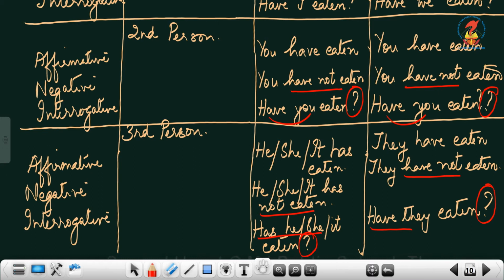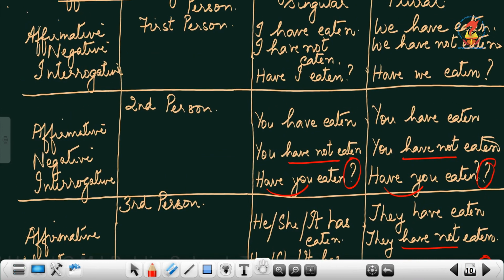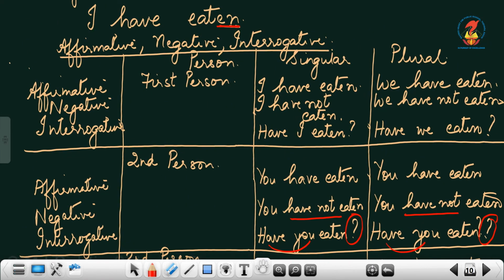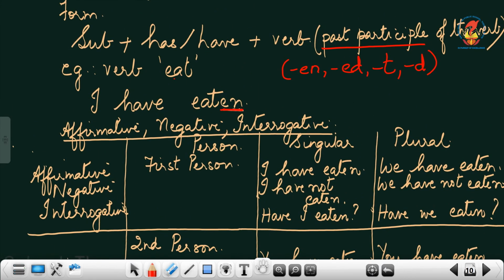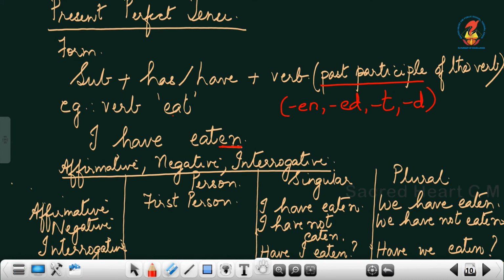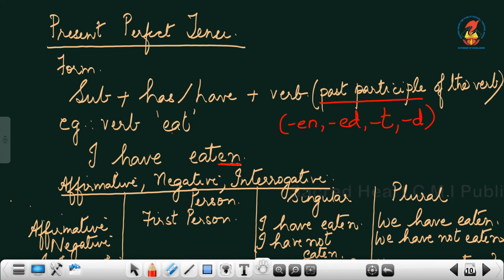Okay, children, I hope with this table you have understood how to express it in the affirmative, negative and interrogative. It is subject plus has or have plus the past participle of the verb. So that is how you are going to express the present perfect tense.